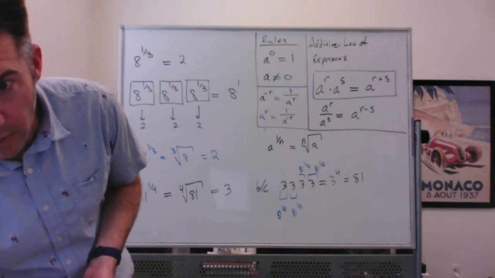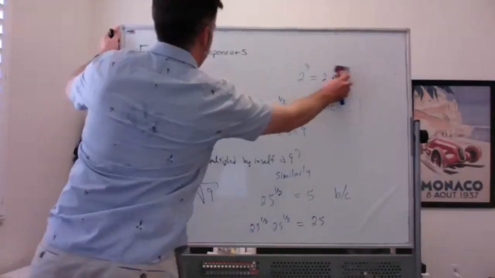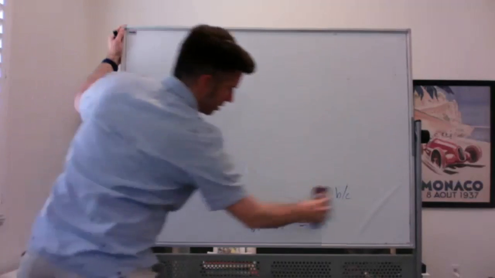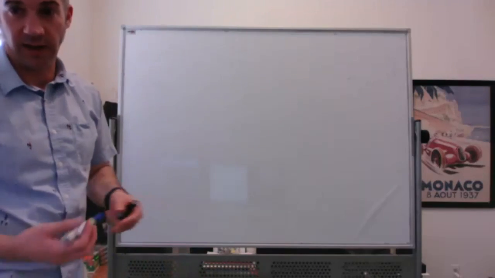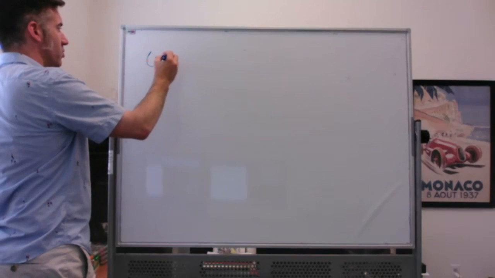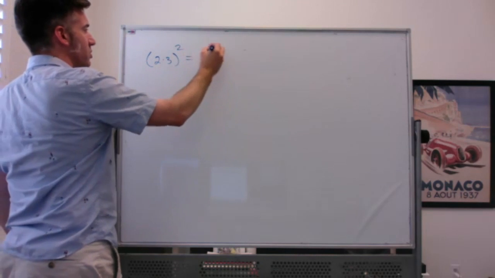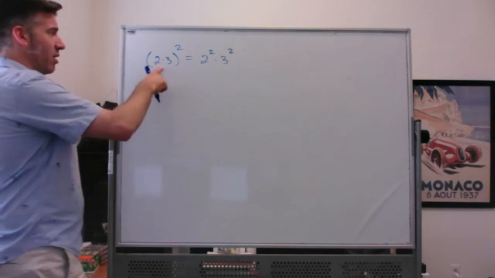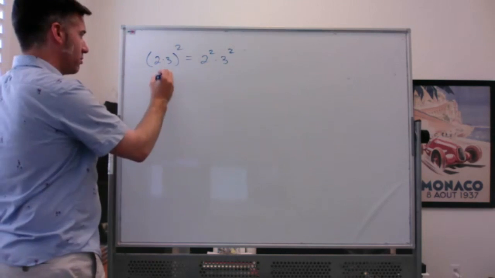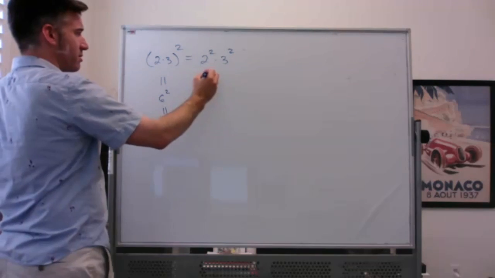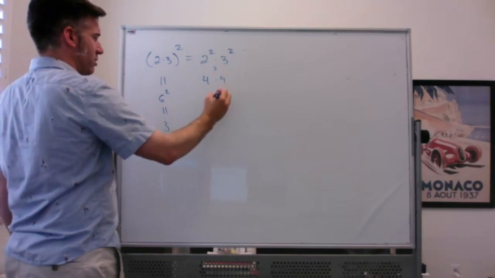A few more things. I know I alluded to this before, but I'm going to say it again. When you have a product or a quotient, so any group of stuff multiplied or divided together, raised to a power, you can distribute that power. So for example, 2 times 3 squared is 2 squared times 3 squared. And you can see it either way. 2 times 3 squared is 6 squared, which is 36. Or 2 squared times 3 squared is 4 times 9, which is 36.